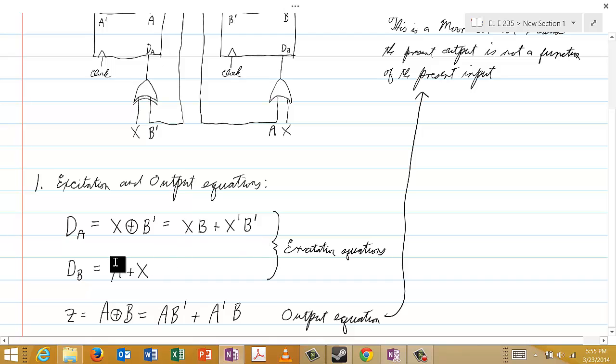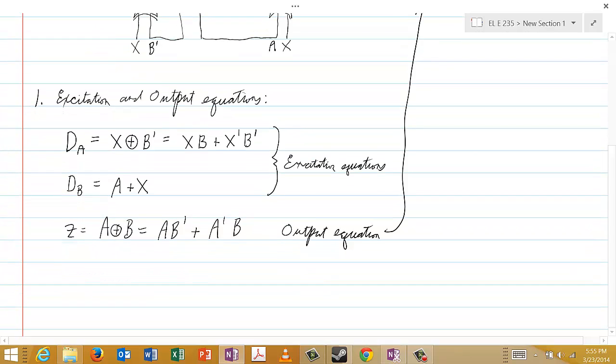So here are our excitation equations and the output equation. Now the next step I'll do is something that is not in your book, but I think it is useful, and that is to have what's called an excitation table.